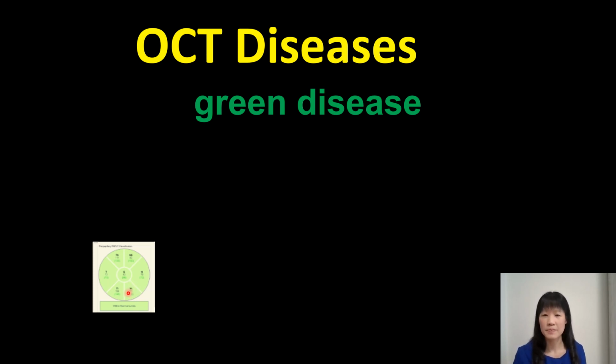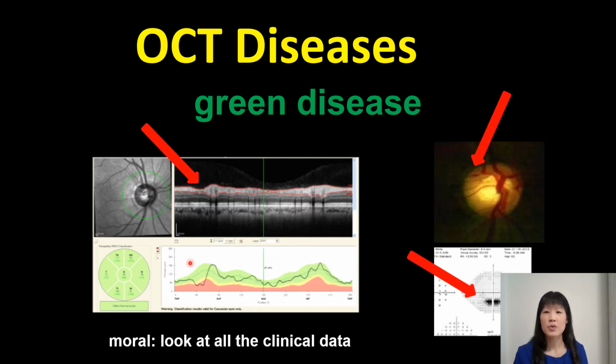Green means normal. But again, don't use the OCT's brains, use yours, because you can look at the optic nerve and see a disc hemorrhage. You can look at the visual field and see the paracentral defect in this patient with classic focal RNFL thinning from normal tension glaucoma. So again, some focal RNFL thinning can be masked by the global RNFL summary numbers. But again, this patient has green disease.